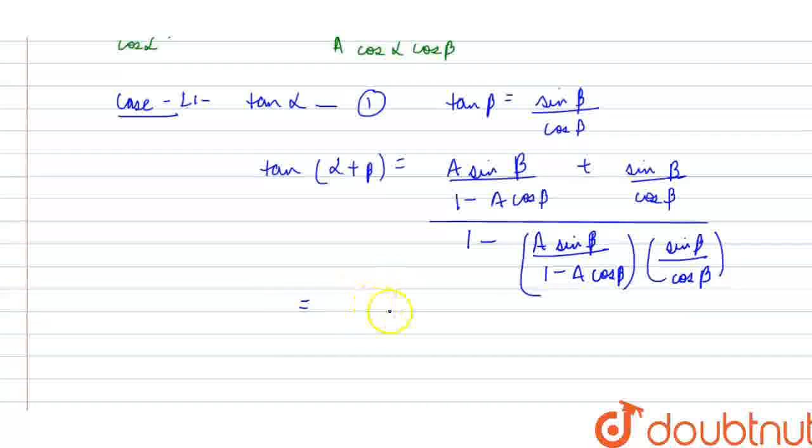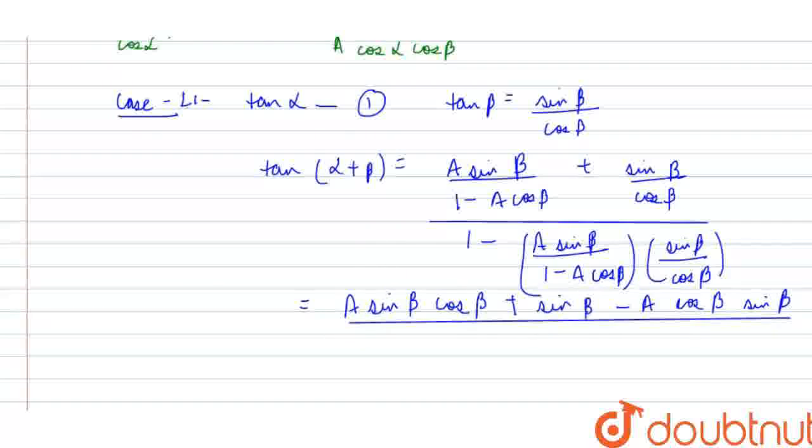So what I am left with is a sine beta cos beta, not minus, it's plus sine beta into 1 minus a cos beta. So I'm also opening it. So it is sine beta minus a cos beta sine beta in the numerator, and let's have a look at the denominator. In the denominator, the first term would be cos beta into 1 minus a cos beta.